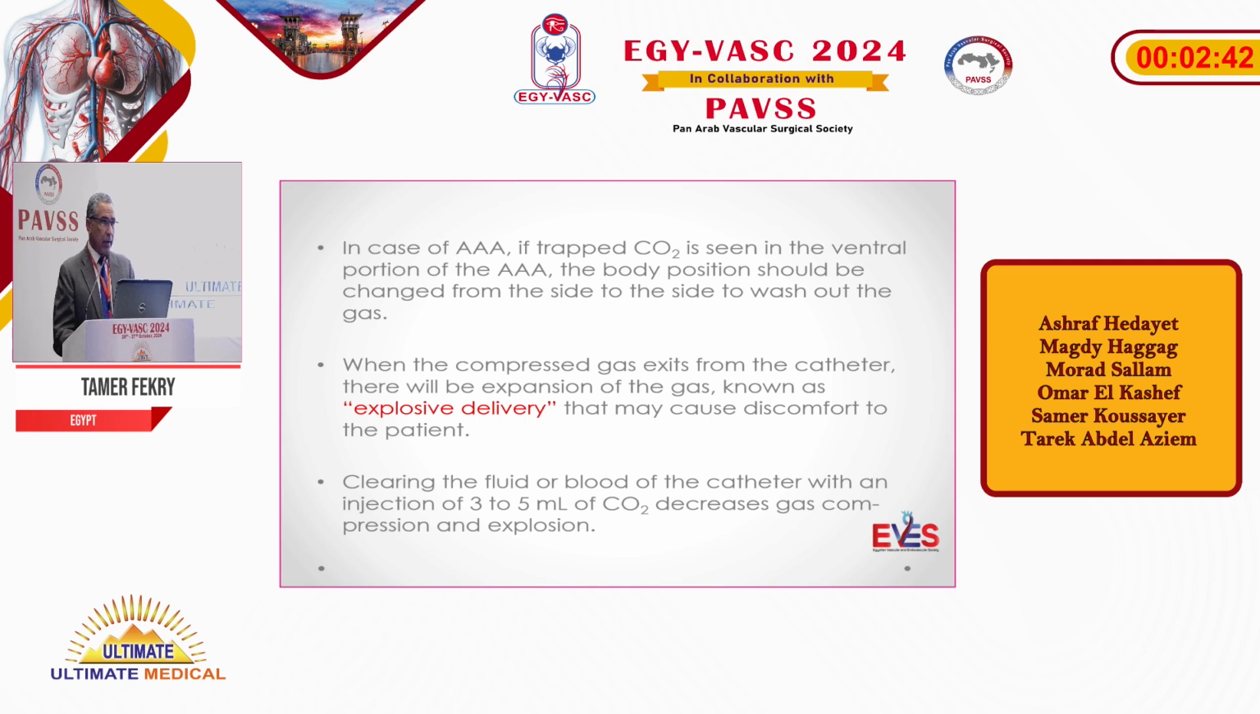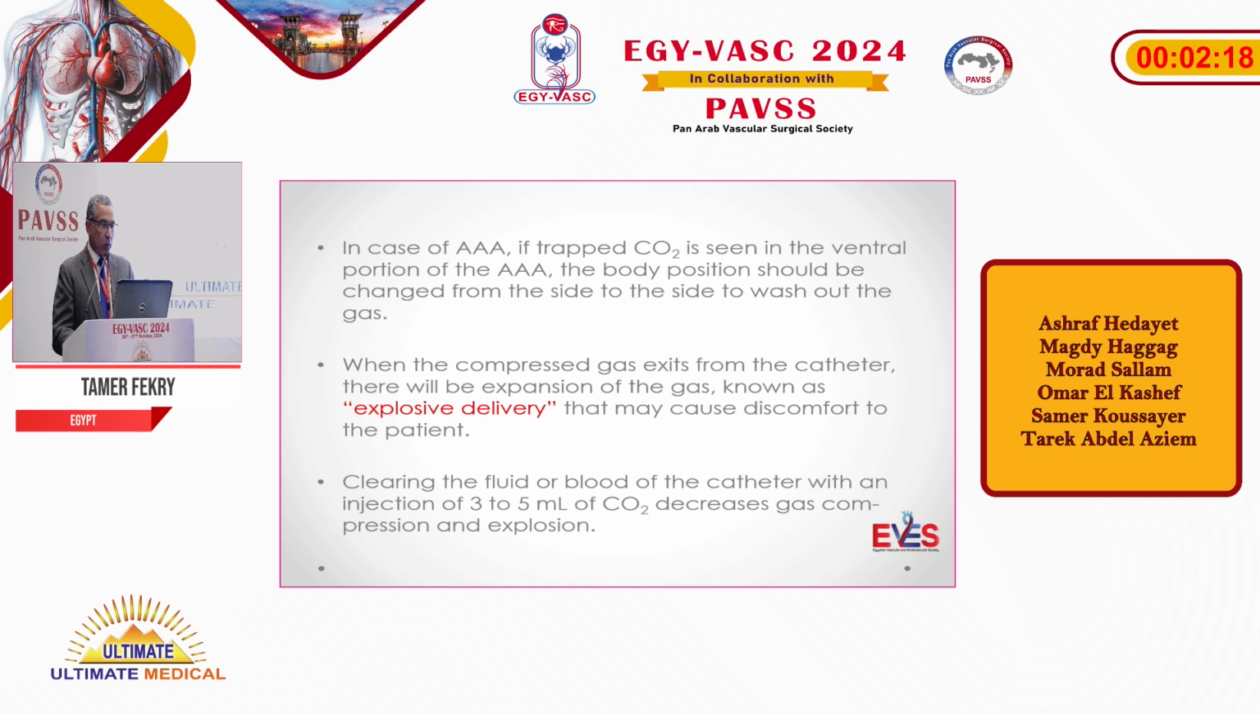In case of AAA, for example, if trapped CO2 is seen in the ventral portion of the AAA, the body position should be changed from side to side to wash out the gas. When compressed gas exits from the catheter, there will be expansion of the gas, known as explosive delivery, that may cause discomfort to the patient. That's why in most cases I used to do it with spinal anesthesia.